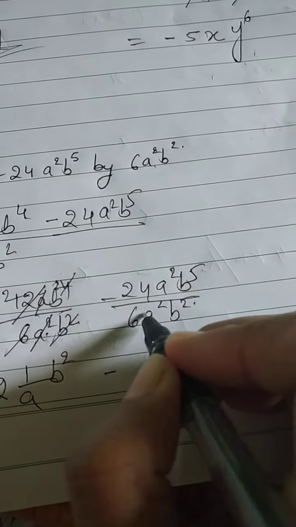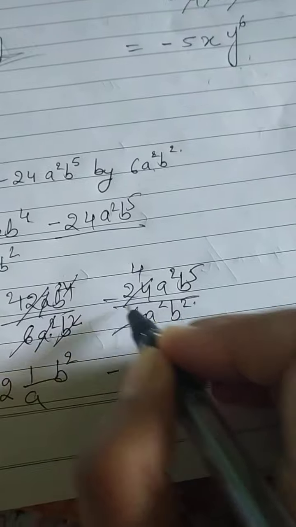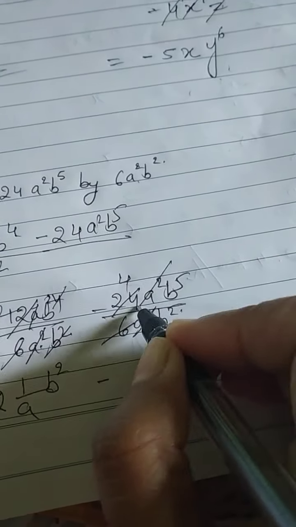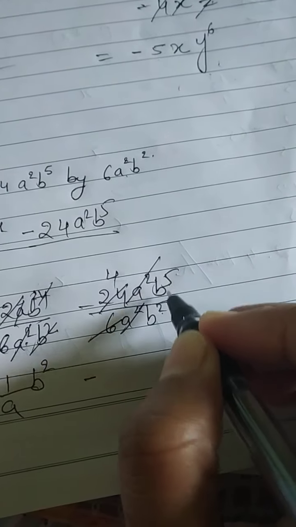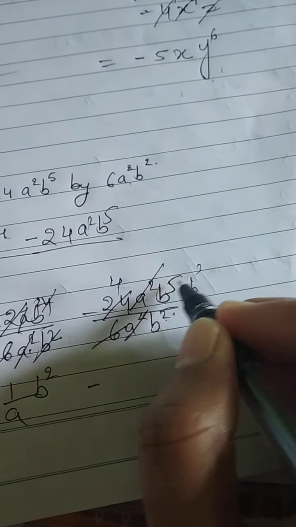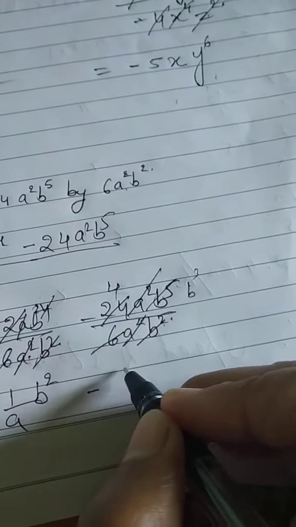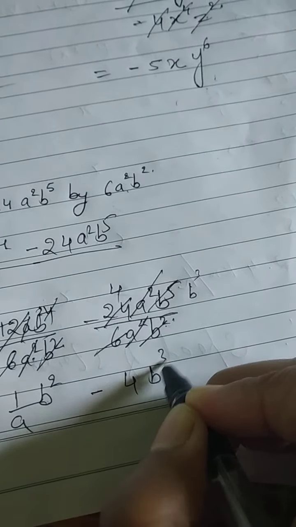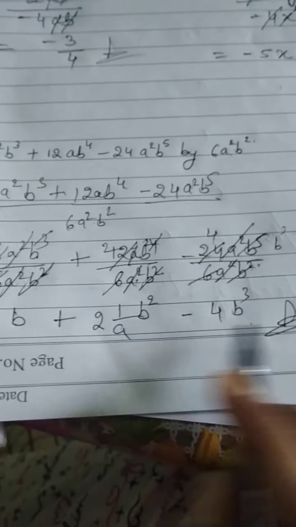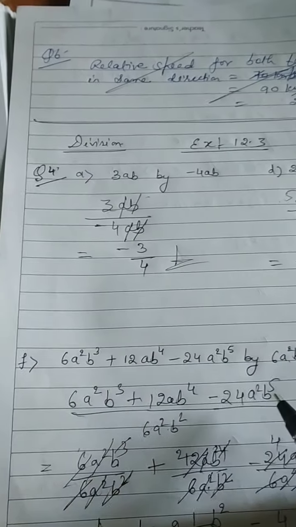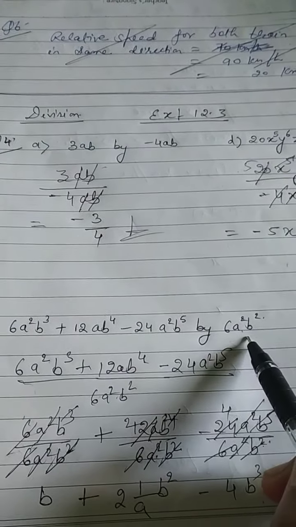Now 6 4s are 24. a square, but here is b square and b to the power 5. So 3b cube will be left here. Okay, minus 4b cube is the answer. Got it? This is the way you have to divide a polynomial by a single term.